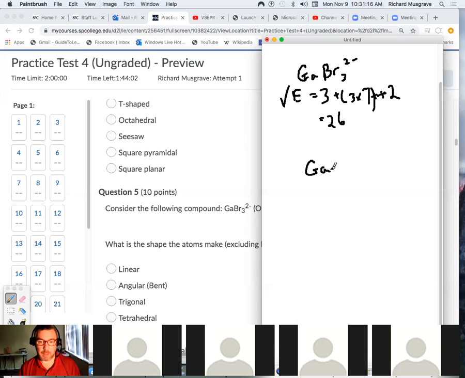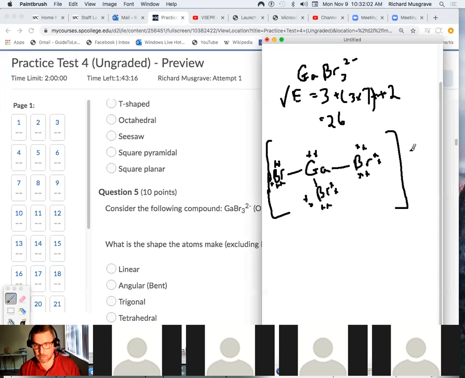All right, so we do our diagram here is going to be GA. I'm going to attach three BRs to it. And then I will make my bromines happy. Now, I've used a total of 24. That means I've got two left over, and those go on the central element like that. So that would be, it's two negative. And I would call this AX3E. Right, so it's A with three atoms and then a non-bonding electron pair.